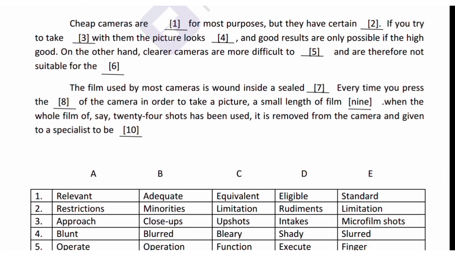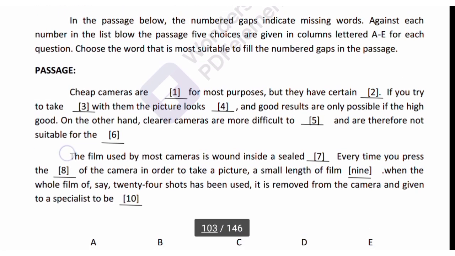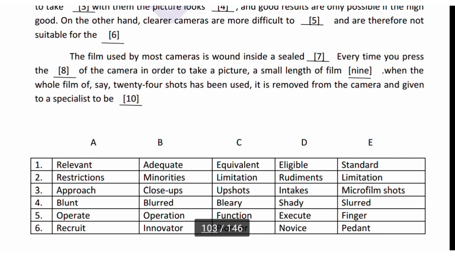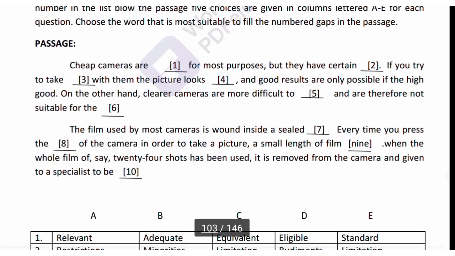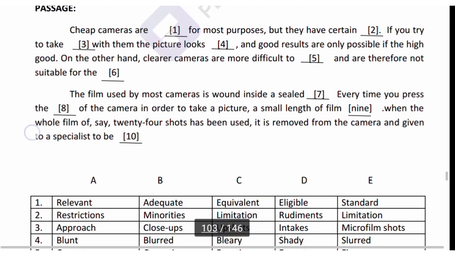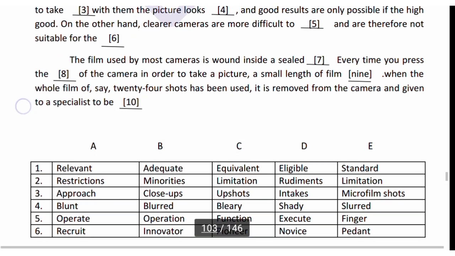Okay, it said, but they have certain dash if you try to take dash. They have certain limitation if you try to take close-ups. Okay, then it says here that with them the picture looks dash, the picture looks blurred. Okay, that's option B, number 4.